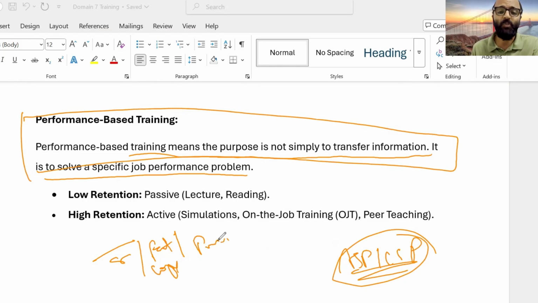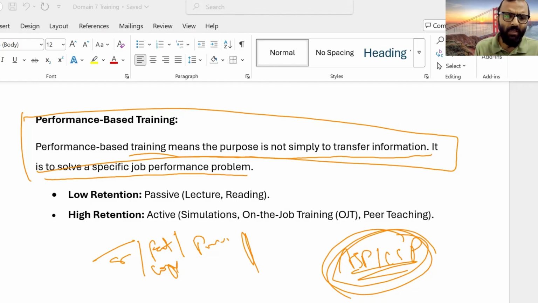Why? Because performance. This is a performance-based training. Our main aim is to pass this ASP CSP examination, not anything else. So that is why our training itself is oriented towards that. So performance-based training means some job-related performance we are working towards.